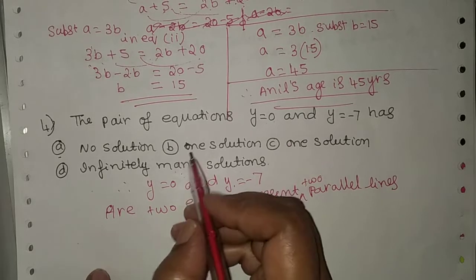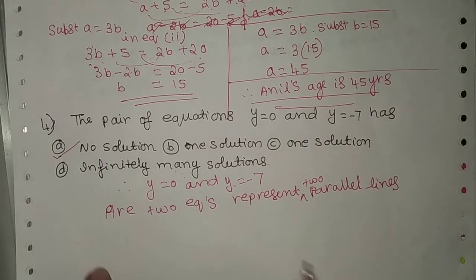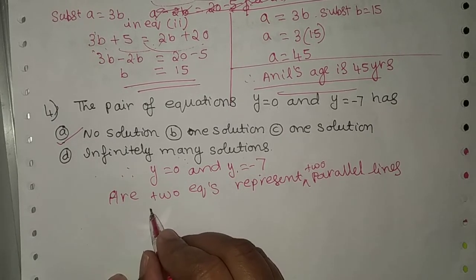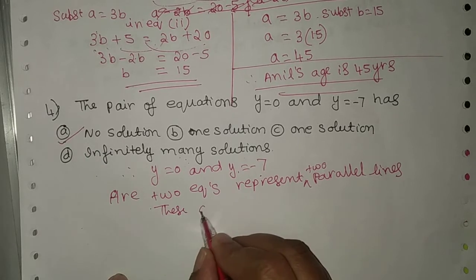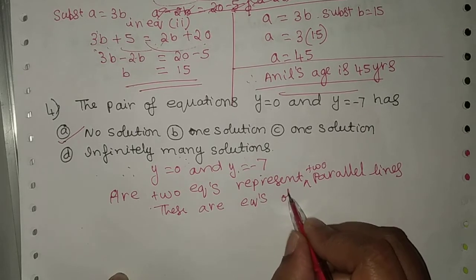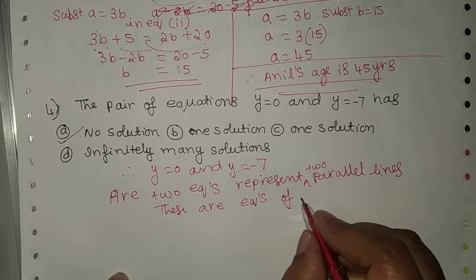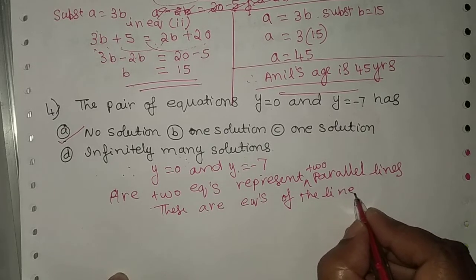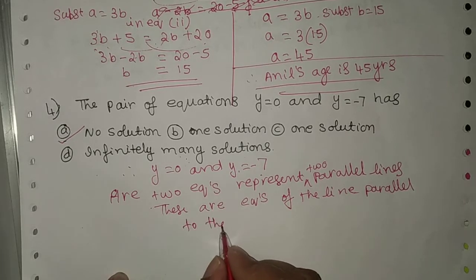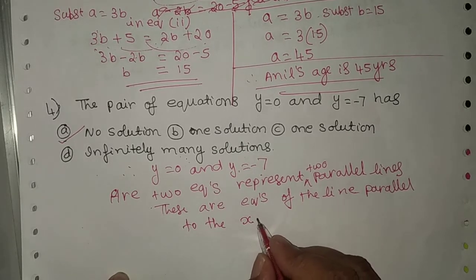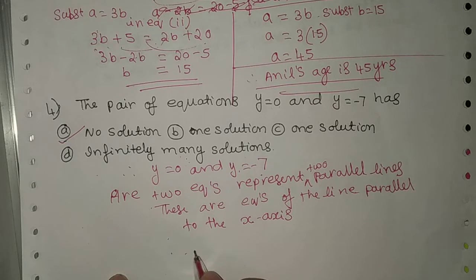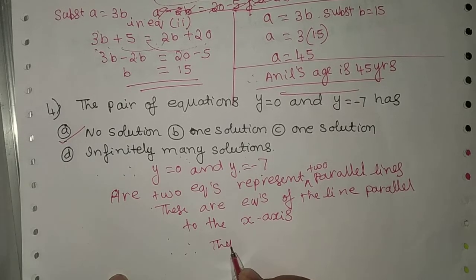So here the correct option is no solution. These two represent parallel lines. Then we have to write these equations, I'm just writing this for your reference. These are equations of lines parallel to the x-axis. So parallel to the x-axis, therefore no solution.